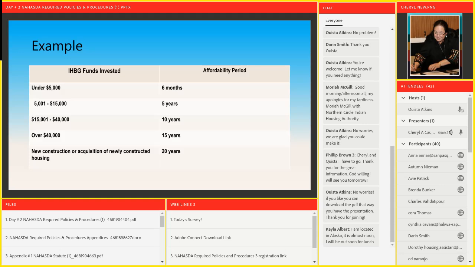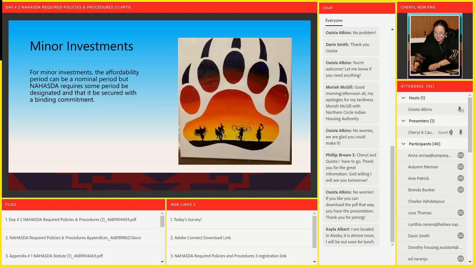This is a fairly widely used throughout Indian country and accepted example. Under 5,000, your affordability period could be 6 months. 5,000 to 15,000, 5 years. 15 to 40, 10 years. Over 40, 15 years. New construction or acquisition of a newly constructed housing, 20 years of affordability.